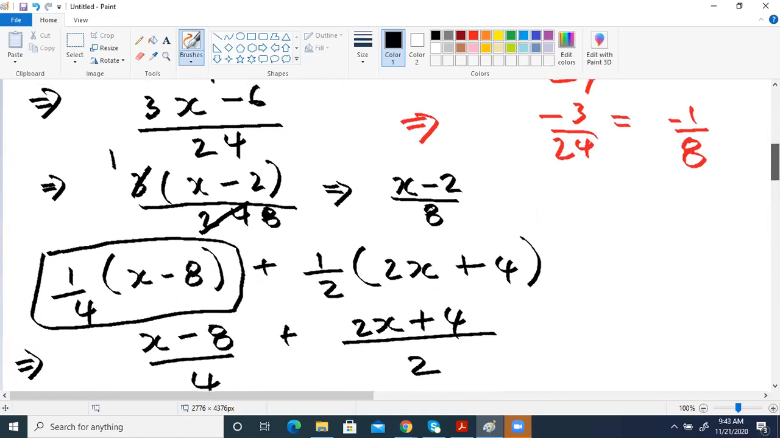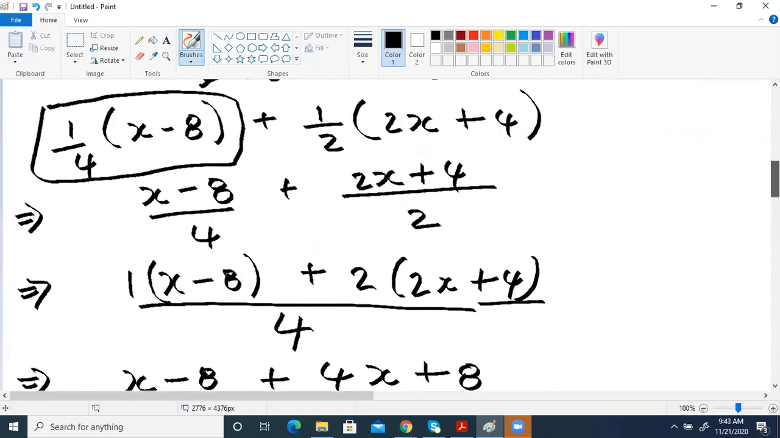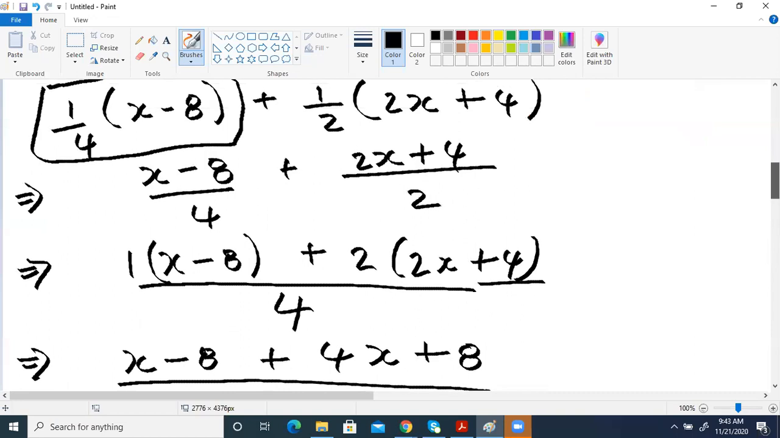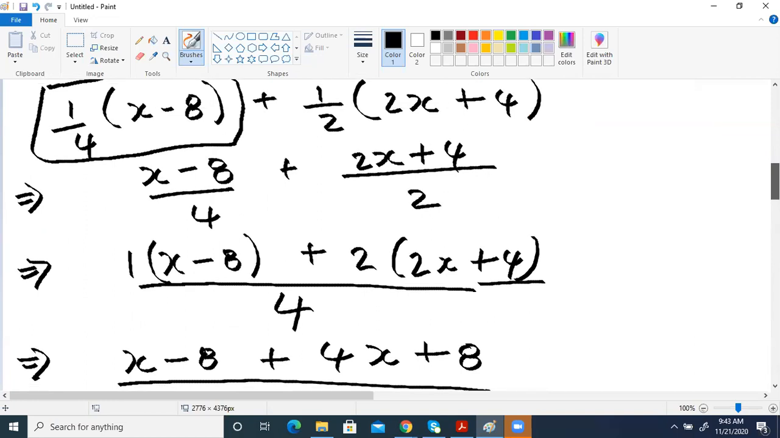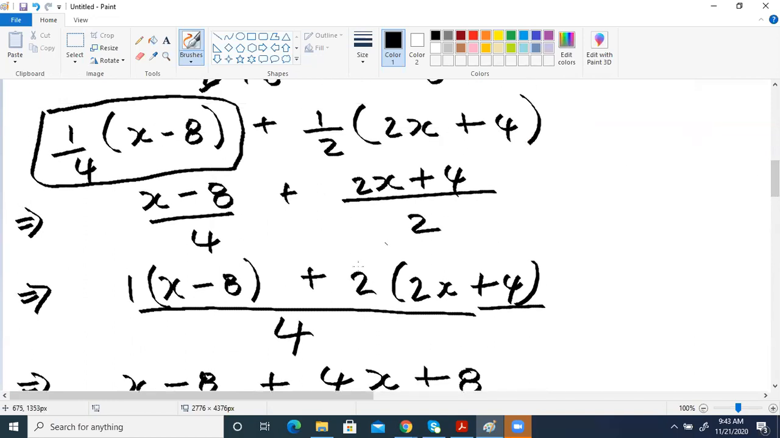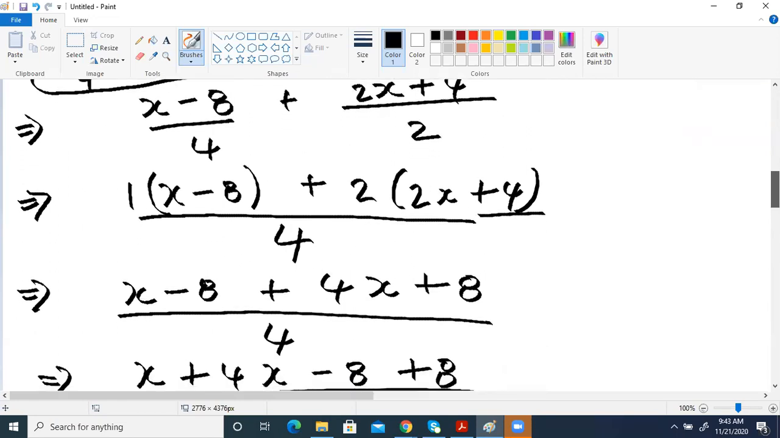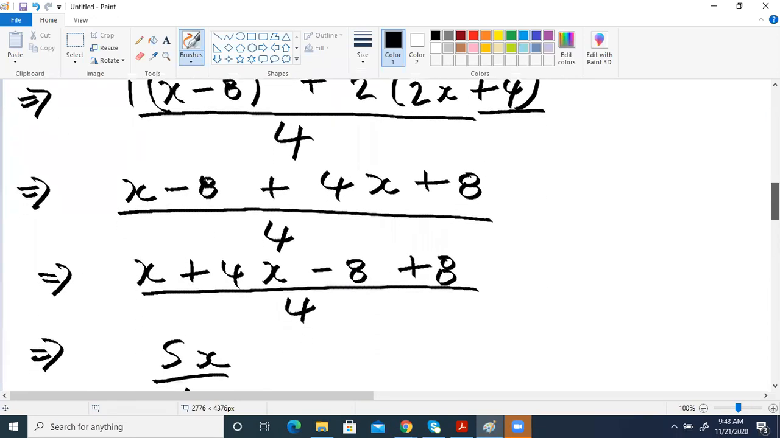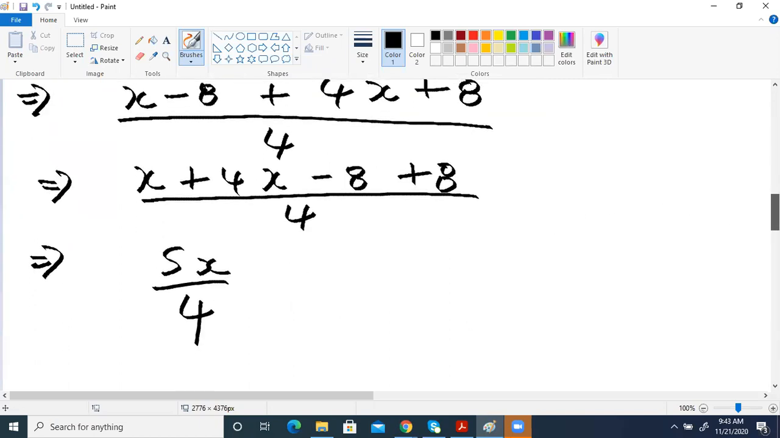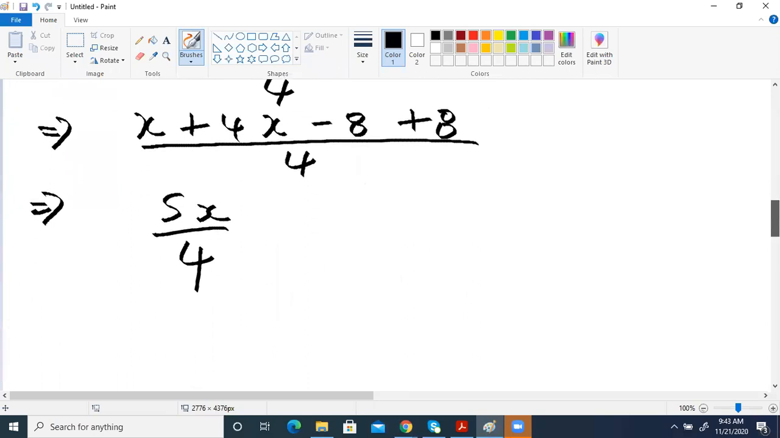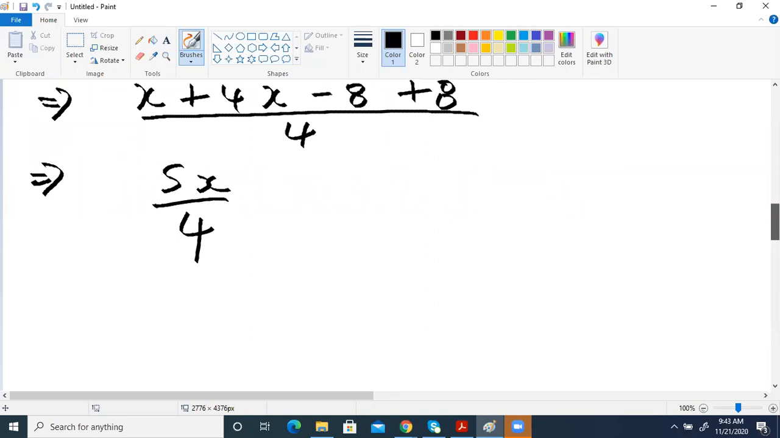So going back through, it's the same concept. You get the LCM, which is 4. 4 into itself, 1. 1 times the numerator, you get back the same thing. 2 into 4, 2. 2 times the numerator, and then you multiply out the numerator, and then you simplify by grouping like terms. You group the x's and the numbers, then the numbers cancel out to 0, and the x's become 5x, all over 4.